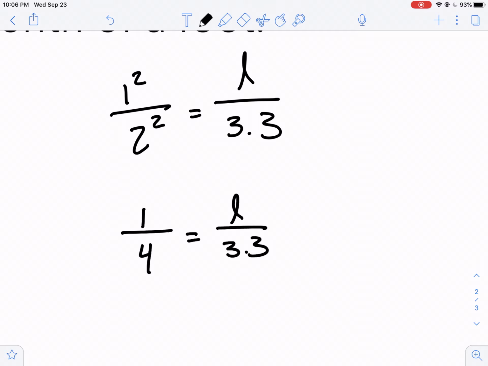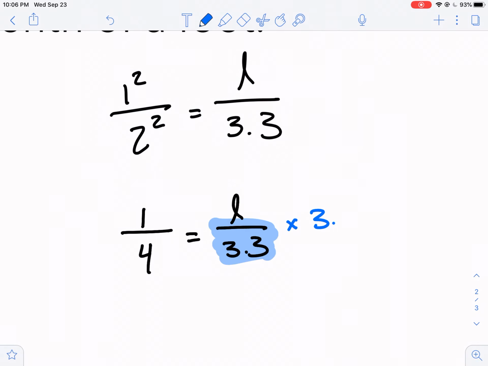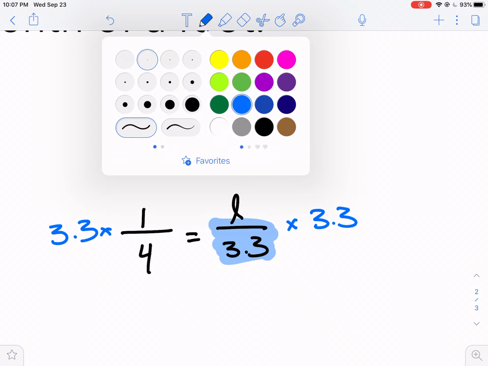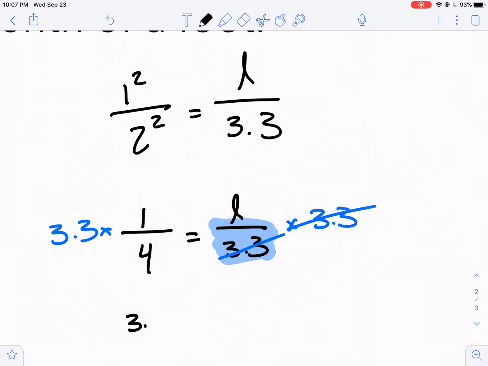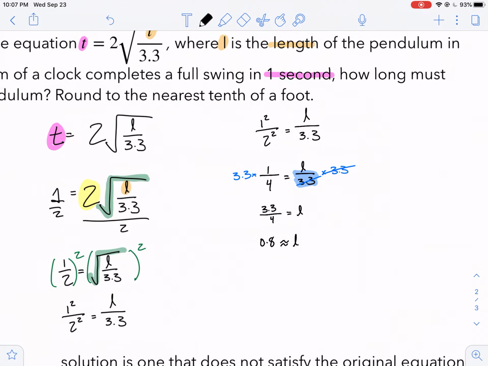And we're almost done. The only thing left is divided by 3.3, and we don't want L to divide by 3.3. So we're going to undo that by timesing by 3.3 on both sides. Because multiplying will undo a dividing. So that means that these guys cancel out. Bye. And then over here we get 3.3 times 1, which is just 3.3, divided by 4. And that's the length of our pendulum. That comes out to approximately 0.8 feet.